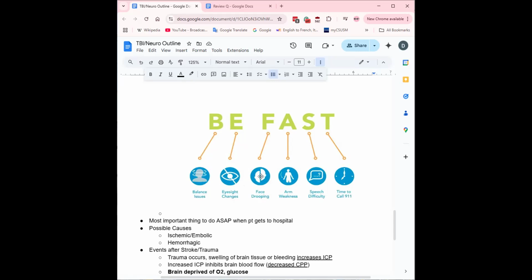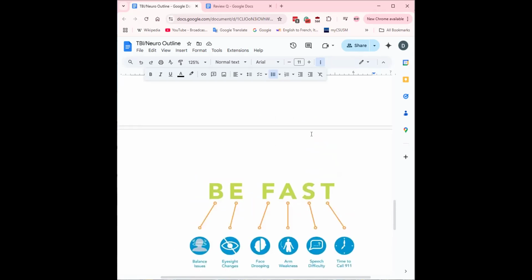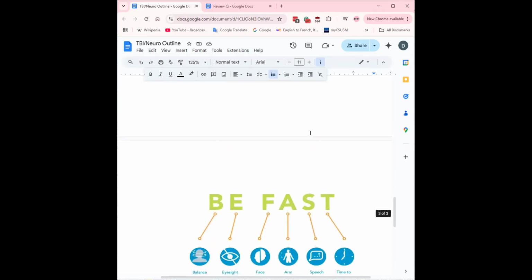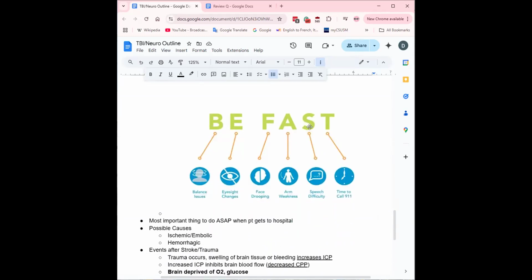F is for facial drooping: have them smile, have them frown, see how that goes, move their eyebrows up and down. A is for arm weakness: have them stick both arms out and see if one is not able to lift, or have them put pressure on your fingers. S is for speech, slurred speech. T is for time: time the start of when they started feeling these symptoms, but also time to call 911. If you're having these symptoms, call 911. Don't just drive yourself to the hospital.